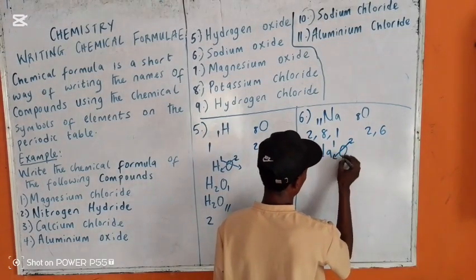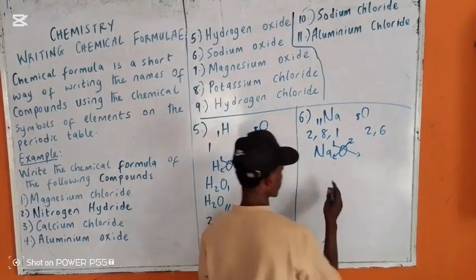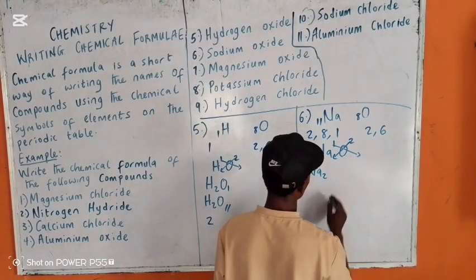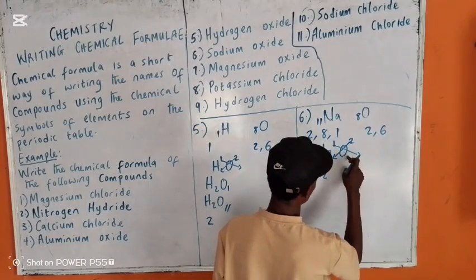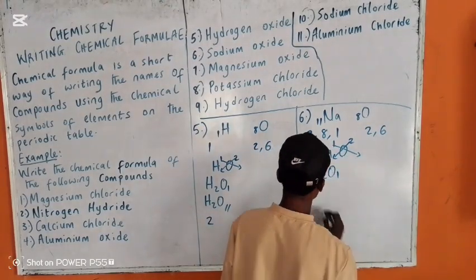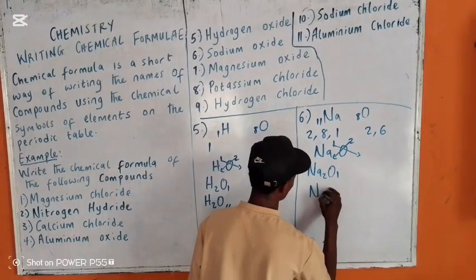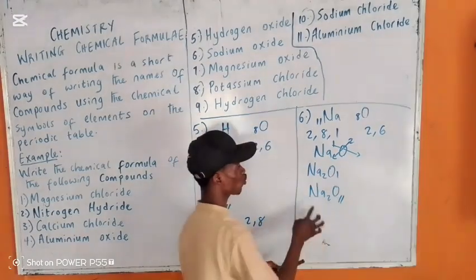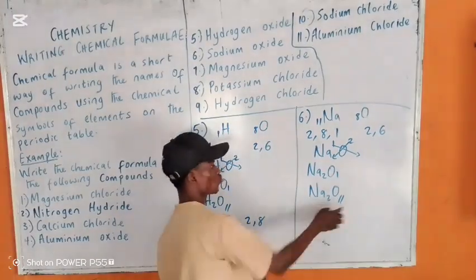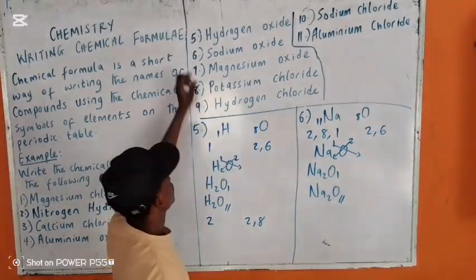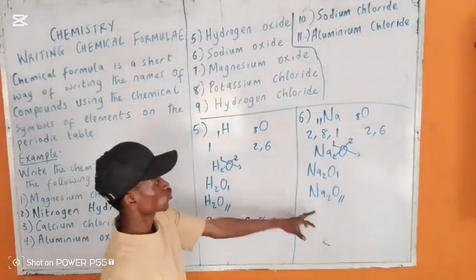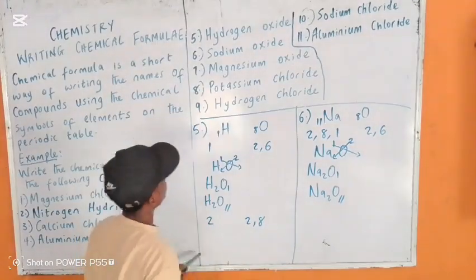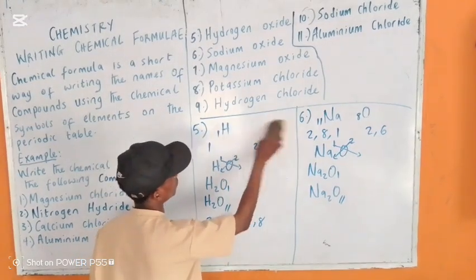So bring the 2 down here, bring the 1 down here. So now I have Na, these 2 coming here, we have 2, and we have the 1 coming here, so we have O1. Finally, we have Na2O. So this is sodium oxide. So that is for number 6, sodium oxide. For number 7 now.